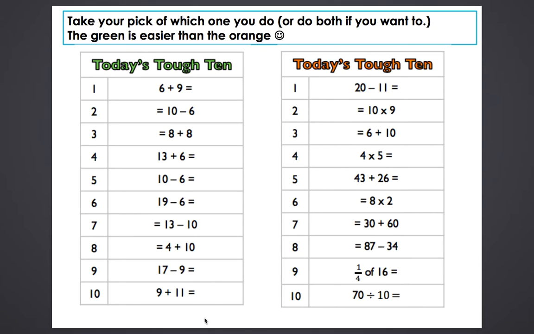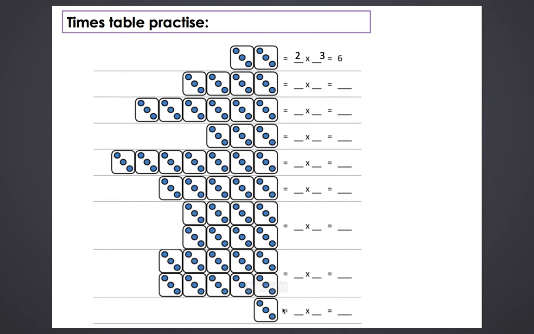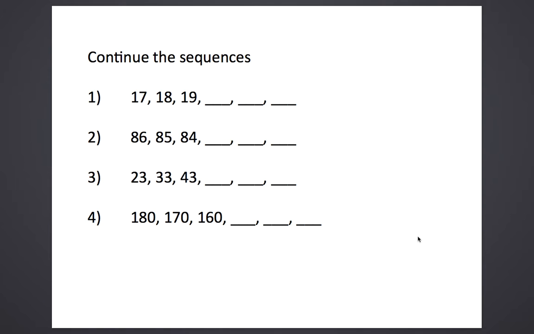As usual, we've got some warm-up questions here. Choose which ones you want to do there. And then we've got some times table practice using dominoes. All you've got to do is count how many squares you've got for the first number. So in this one you've got 2, and then you're timesing it by 3. So 2 times 3 equals 6. Then in this one you've got 4 squares, so you've got 4 times 3 equals 12, and so on. Brilliant. And then the final practice question for today, we've got some continuing of the sequences, so just working out what the sequence is counting up or back in, and then filling in the missing numbers. Brilliant. Well done, everybody.